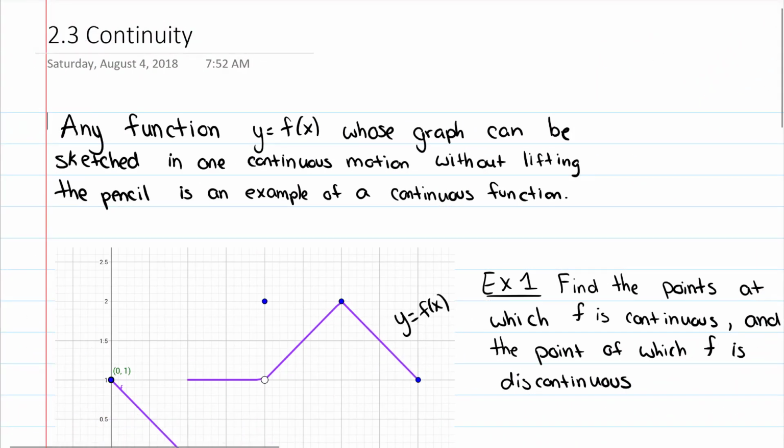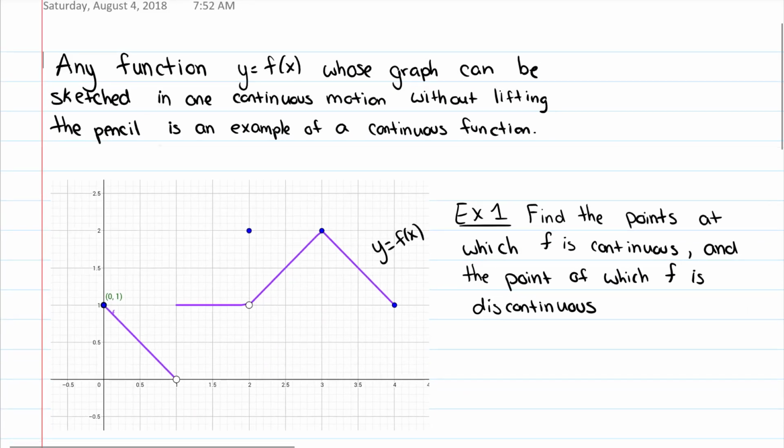Section 2.3, Continuity. Any function y equals f of x whose graph can be sketched in one continuous motion without lifting the pencil is an example of a continuous function.